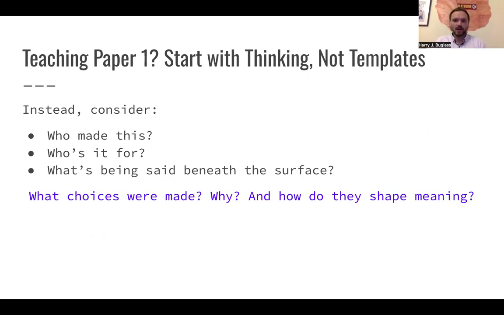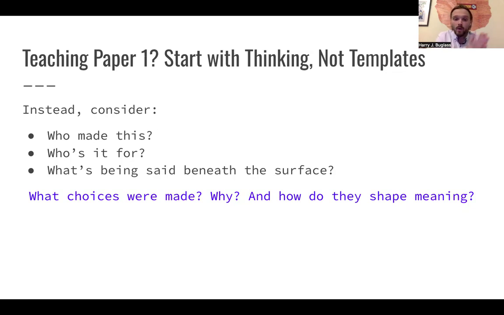So, teaching paper one, start with thinking, not templates. Yes, there's a time and place for everything, but if you're building your own unit as a teacher or as a young learner, a mentor, for example, begin with real-world media texts, ads, infographics, memes, and ask students, who made this? Who is it for? And what's being said beneath the surface? Suddenly, paper one stops being an exam. It's a lens, a way to understand how meaning is constructed in the world around us. That way, our students don't memorize a template, but develop a mindset so they can apply it to the real world. You become a better version of yourself and more successful when you see your grade.